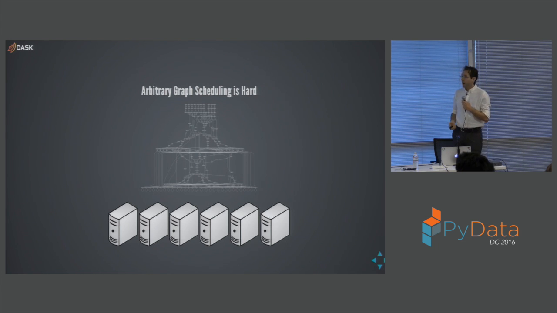So arbitrary graph scaling is hard. For example, if I had this graph and I had this cluster of computers, which computations of this graph do I send to which computers? And when do I communicate the results from one computer to another? And when do I release data? Those are all questions that are hard to answer. In fact, doing this optimally, if you know all of the information, is NP hard, which computer scientists will know is a synonym for very, very, very hard.